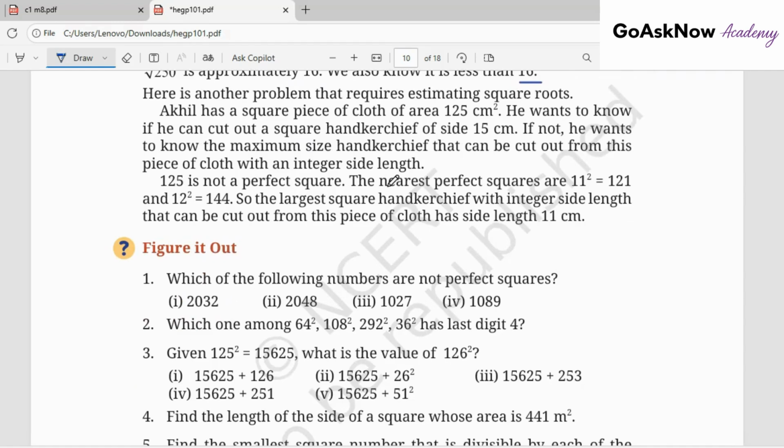125 is not a perfect square. The nearest perfect squares are 11 squared, which is equal to 121, and 12 squared, which is equal to 144. So the largest square handkerchief with an integral side length that can be cut out from this piece of cloth has a side length of 11 centimeter.